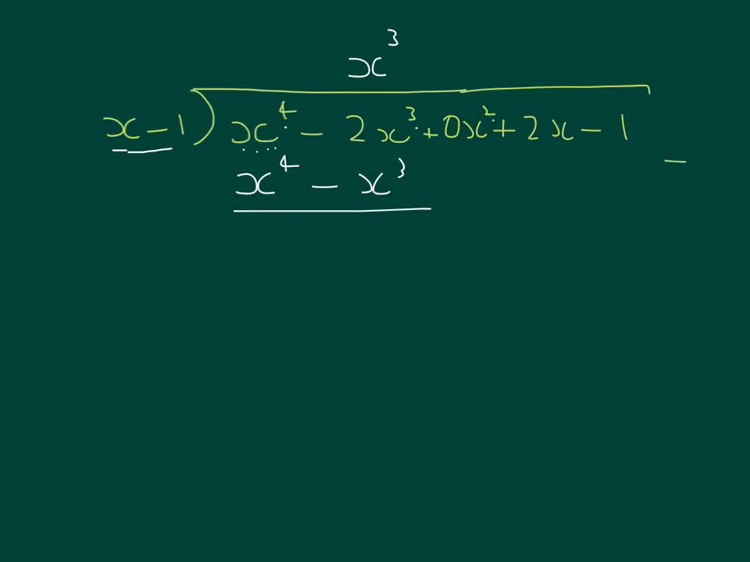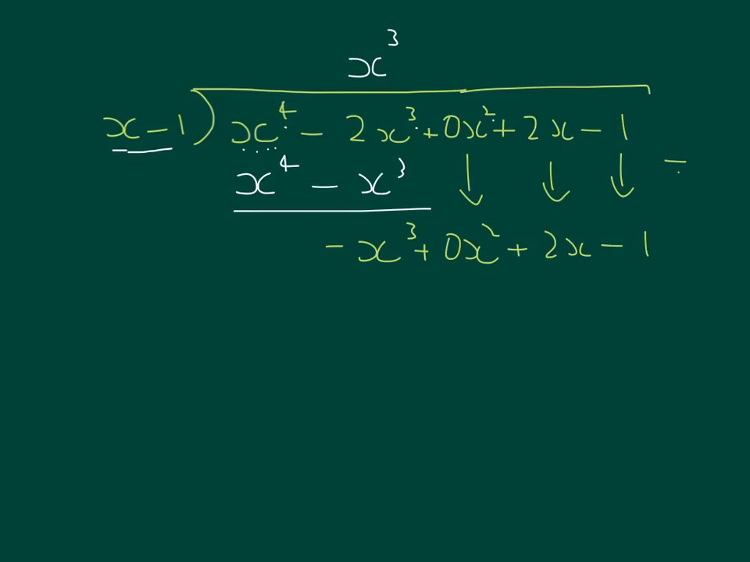X to the 4th minus x to the 4th is 0, so I don't have to write anything. Minus 2x cubed, take away minus x cubed, is the same as minus x cubed. And then I have to bring these other terms down. So I've got plus 0x squared plus 2x minus 1.